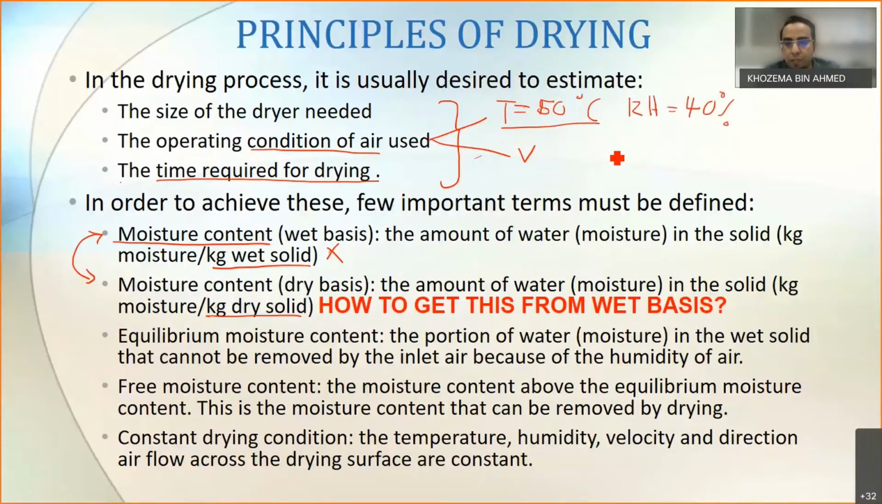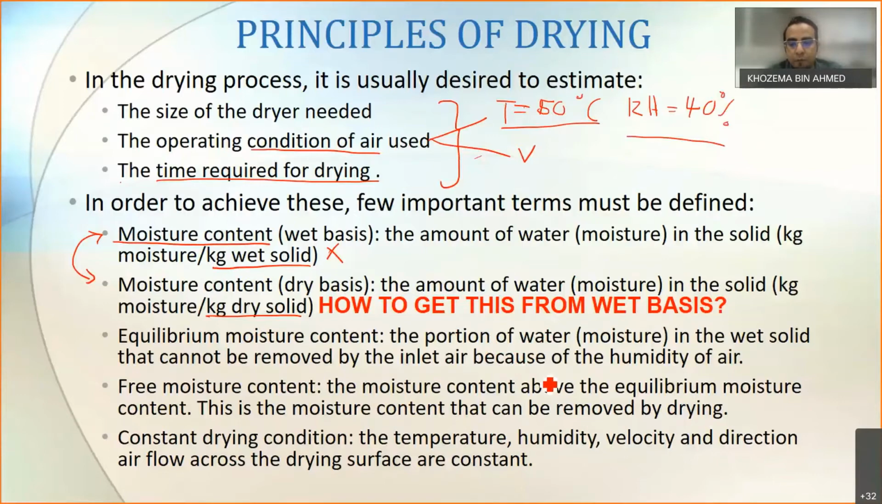So if let's say I have a relative humidity of 40%, this actually will dictate how much moisture this air at this condition can take. So that's why we say that if let's say we are using 50 degrees Celsius and relative humidity 40% air, the portion of moisture in the wet solid that can be removed actually depends on this condition.